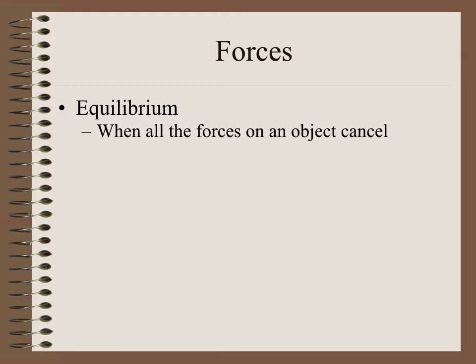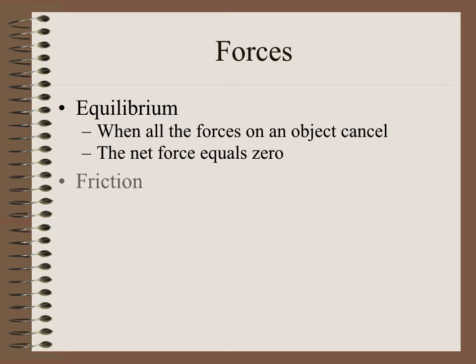Going along with the idea of net force is the idea of equilibrium. Equilibrium is when all the forces on an object cancel, or in other words, when the net force equals 0. Right now, you're probably sitting on a chair. Gravity is pulling down on you. The chair is pushing up on you. The force that the chair applies upward is equal to the force of gravity pulling downward. You would subtract the two forces and you would get 0.